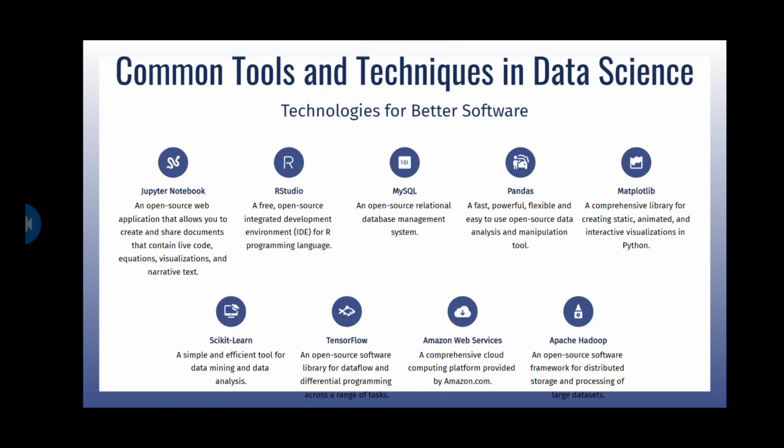Next, we will see some common tools and technologies in data science. These are the technologies for better software. First is Jupyter Notebook, an open source web application that allows you to create and share documents that contain live code, equations, visualizations, and narrative text. Like Jupyter Notebook, it's just a Python compiler, but there are many features added. You can share your code link. You can share your code. You can save the code in different files, and there are many benefits of using Jupyter Notebooks.